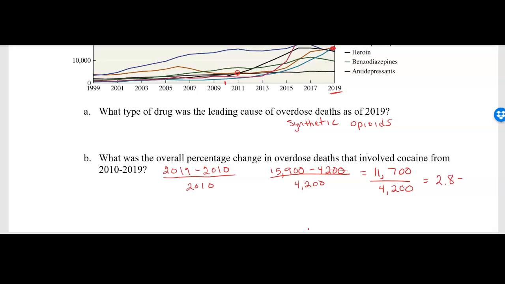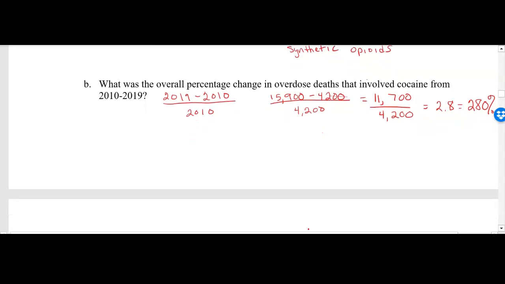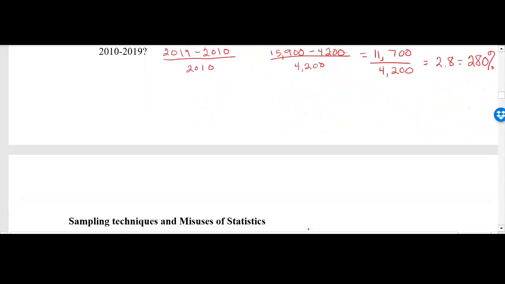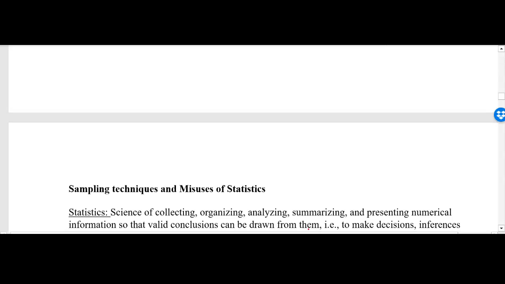Now think about what that means. Multiply by 100 to turn that into a percent. That's not your percent. It's not 2.8%. That's our decimal. You have to multiply that by 100. We get 280%, meaning the overall percentage change in overdose deaths from 2010 to 2019 was 280%. All right, that is our graph or our charts when it comes to reading data.